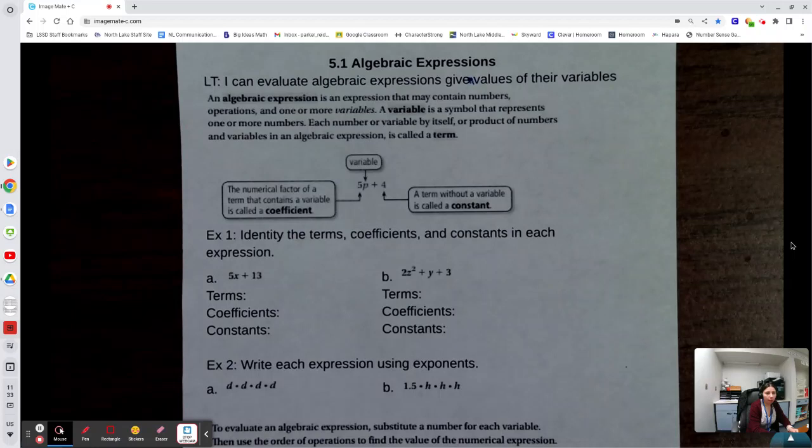So our vocab says an algebraic expression is an expression that may contain numbers, operations, and one or more variables. By the way, an expression has no equal sign. Equations do, expressions do not.